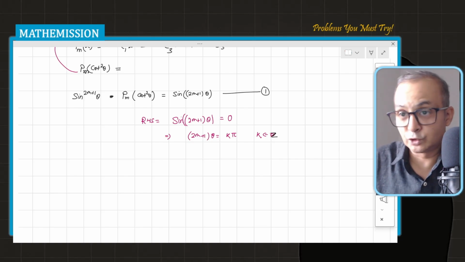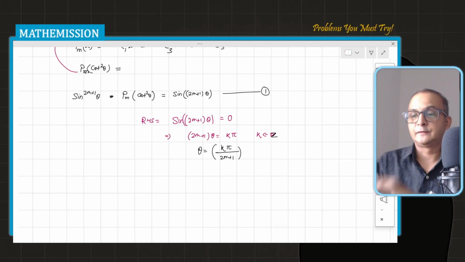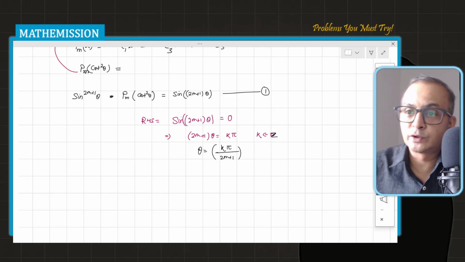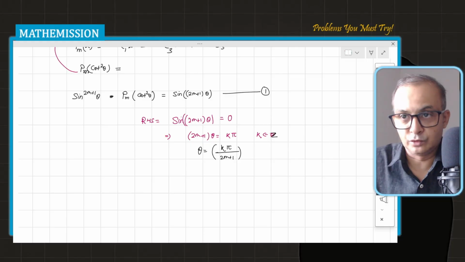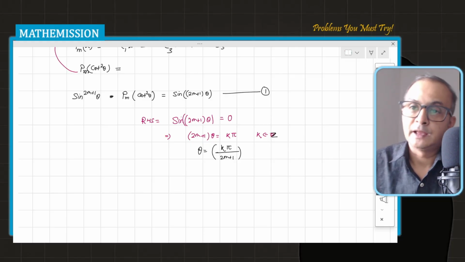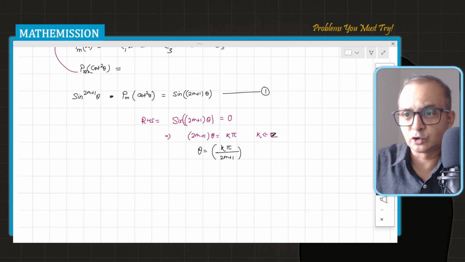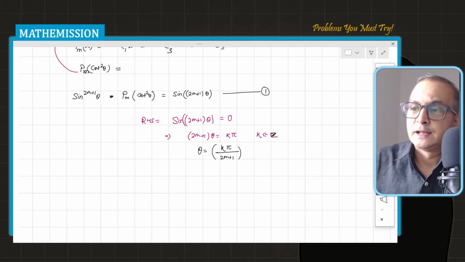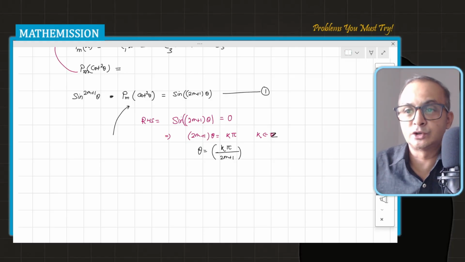Notice what is happening: theta becomes k pi by 2m plus 1. When we substitute theta equal to k pi by 2m plus 1, the right hand side and the left hand side become 0. What does it mean? Since sine theta at any number from 0 to pi by 2 is not 0, sine to the power 2m plus 1 theta is not going to be 0 at k pi by 2m plus 1, so this term P m of cot square theta should be 0 to make this valid at theta equal to k pi by 2m plus 1.